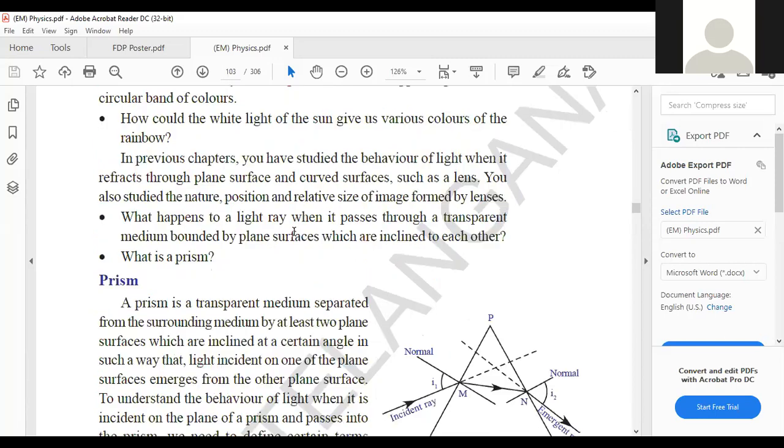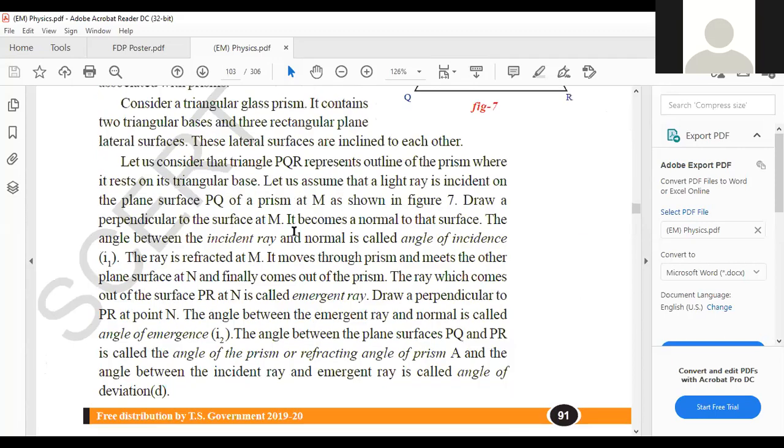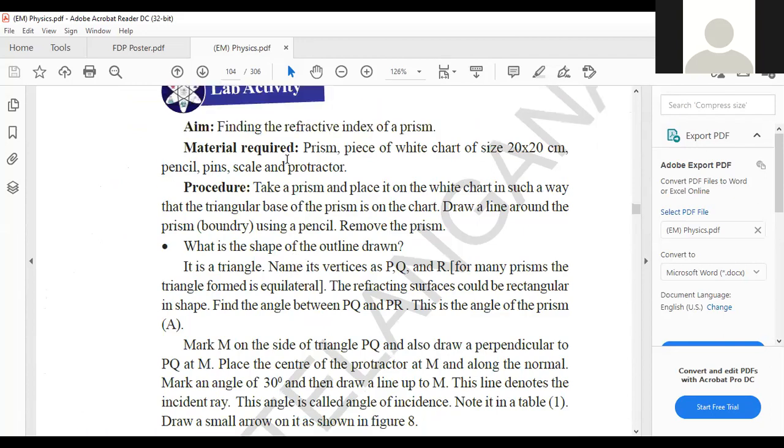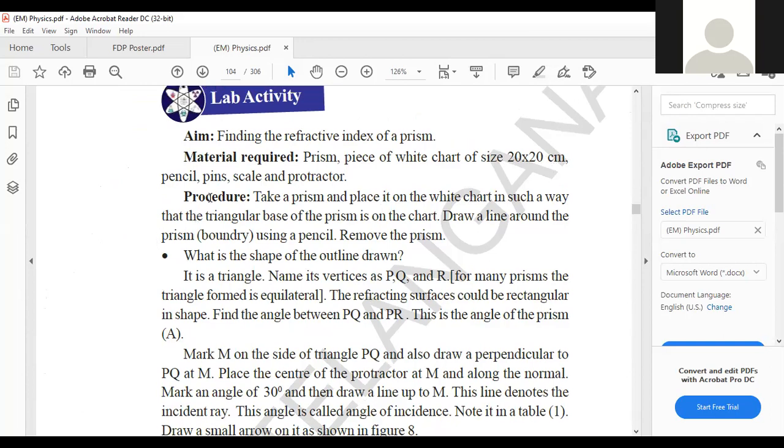This can be done by using a textbook. Let us discuss that. A laboratory activity with a textbook. What we are doing is finding the refractive index of the prism. That is the activity we are going for. And what are the materials required? We are taking one prism, a white chart or white cardboard of 20 by 20 dimensions, some pins, a scale and a protractor are needed for this experiment.